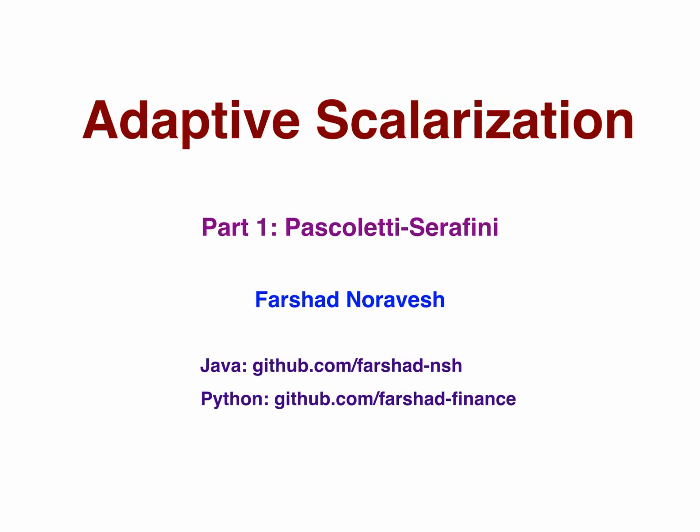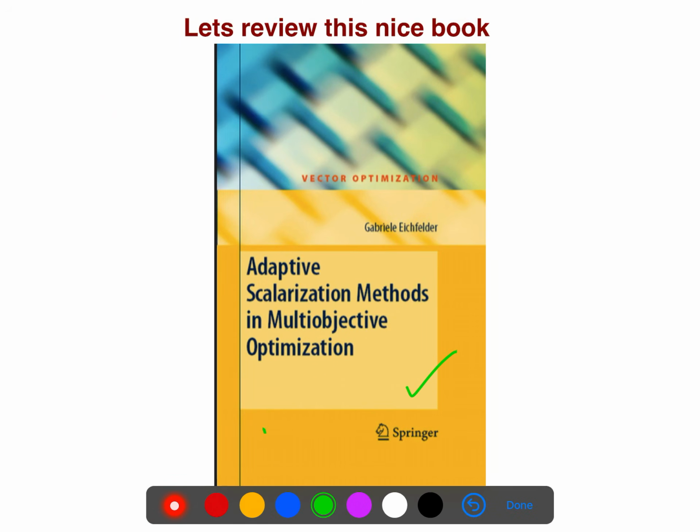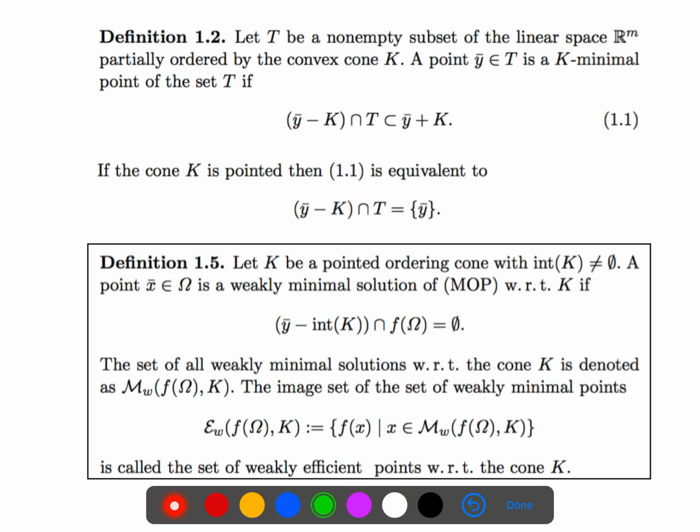All right, so I would like to review this great book, the first book of Eichfelder in 2008, because it is essential for the subject of multi-objective optimization, the modern view. So the basic definition is the k-minimal points. What is a k-minimal point?